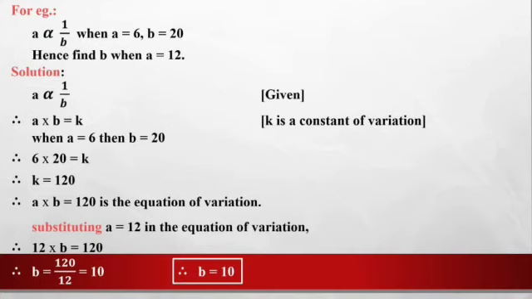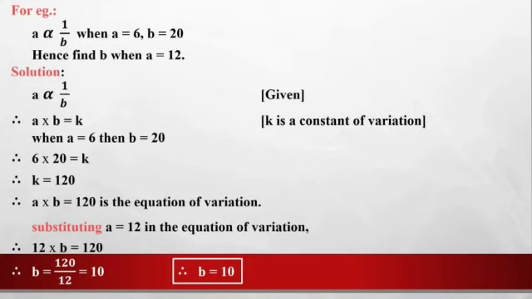Now they have given you the value of a and they have given you the value of b. So a into b is equal to k. a is 6, b is 20. So 6 into 20 is equal to k, and k is your constant. When you multiply 6 into 20, you get 120. So now what is your k? k is 120, right? So a into b is equal to 120 is the equation of the variation.